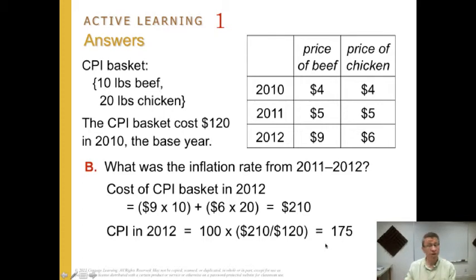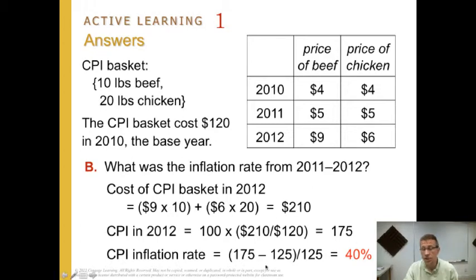But that's not what they've asked for. They asked for the inflation rate between 2011 to 2012. So you need to take the CPI level in 2012, subtract the CPI level you've already computed for 2011, which is 125, divide it by the CPI level for 2011, 125. You get 50 divided by 125, or 40%. That is the inflation rate between 2011 and 2012. I would not want to be living in that economy, as that is a brutally high inflation rate. So obviously a simplistic example, right? It's only covering 2 items, but if this were everything, 40% inflation rate between 2011 and 2012.